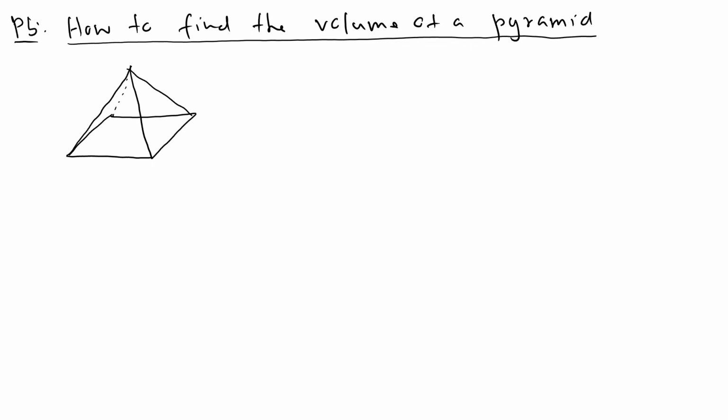So let's use the technique to do a special problem. The question is how to find the volume of a pyramid. Let's say we have a pyramid with a base length b and the height h. You drop a perpendicular to the base and that's the height h. So you have a pyramid which has the base length b and the height h.